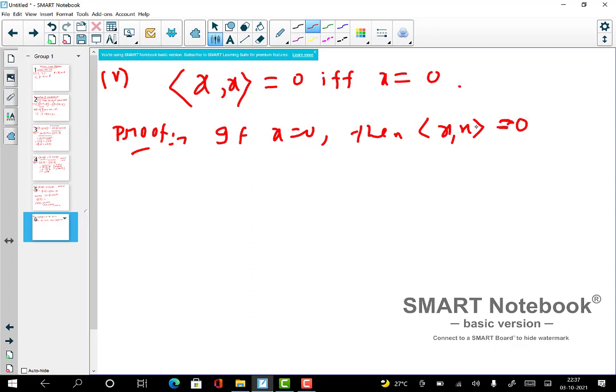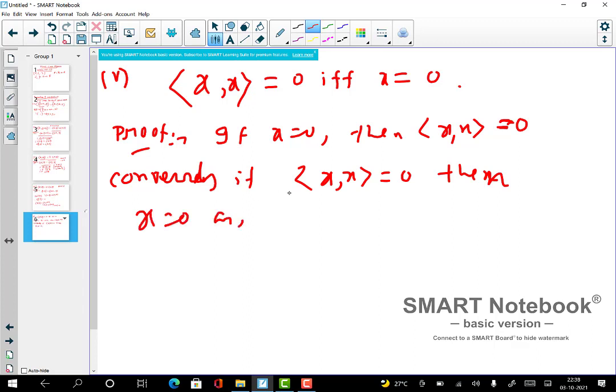And conversely, if <x, x> equal to 0, then x has to be 0, as x not equal to 0 implies by definition <x, x> is positive, right? This is by definition. So what does that mean? That means if you take the inner product of an element with itself, then it is always non-zero unless the element itself is zero. Okay, this is the meaning of this.